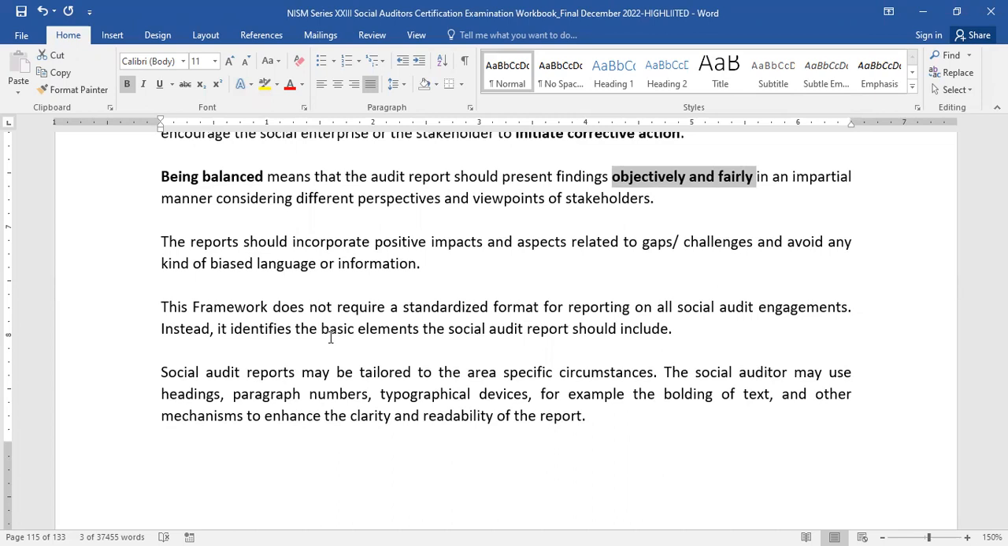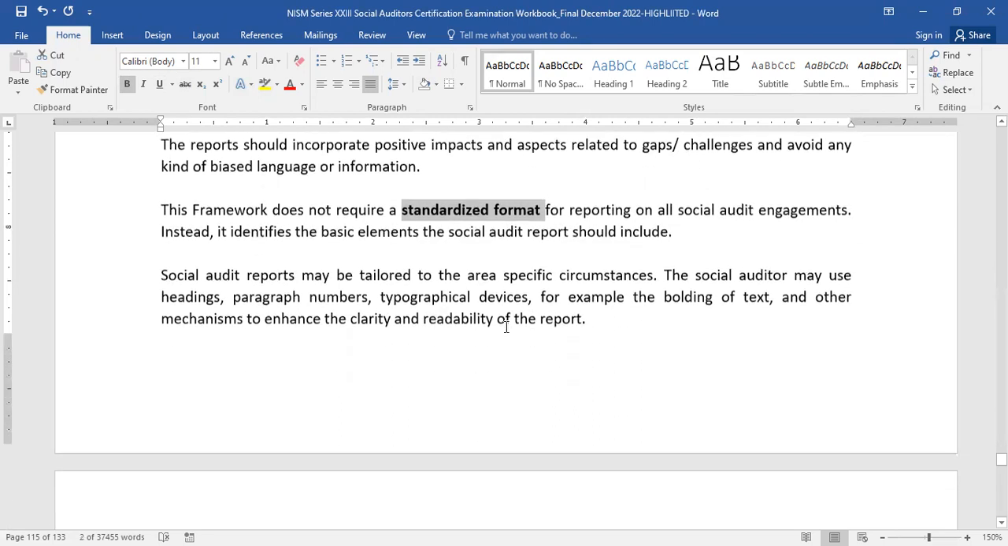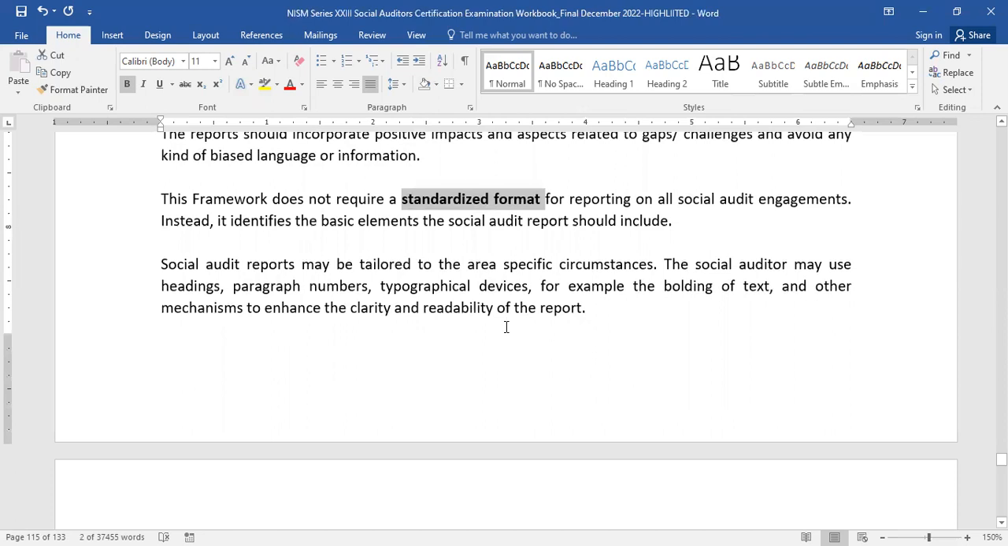This framework does not require a standardized format for reporting on all the social auditing. ये बहुत इंपॉर्टेंट क्वेश्चन है कि ऑडिट रिपोर्ट का कोई स्टैंडर्डाइज्ड फॉर्मेट है या नहीं है, तो ये नहीं है. Instead, it identifies the basic elements the social audit report should include. Social audit reports may be tailored to the area specific circumstances. ये आ गया ना, तो यहाँ पर ये भी एक क्वेश्चन बन जाता है. The social auditor may use headings, paragraph numbers, typographic devices, for example, bolding of text, other mechanism to enhance the clarity and readability of the report.